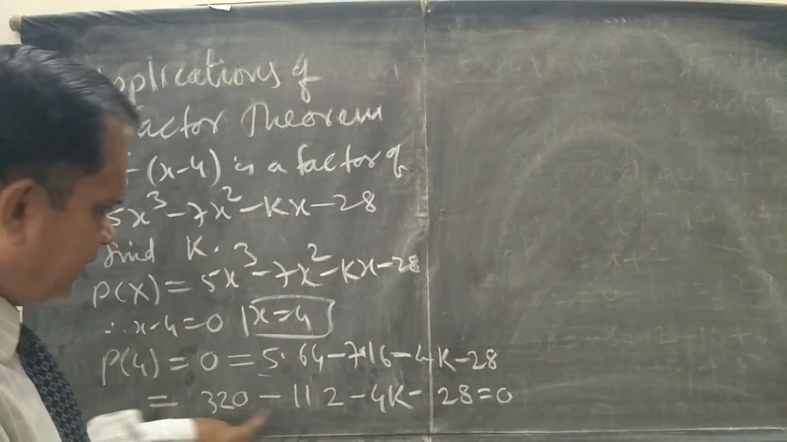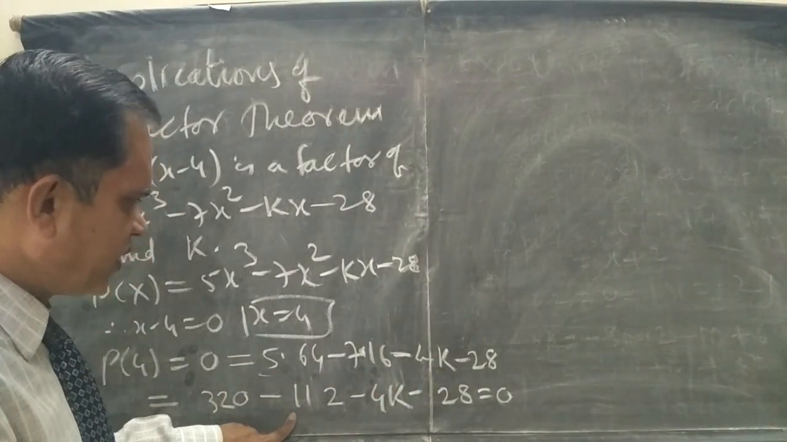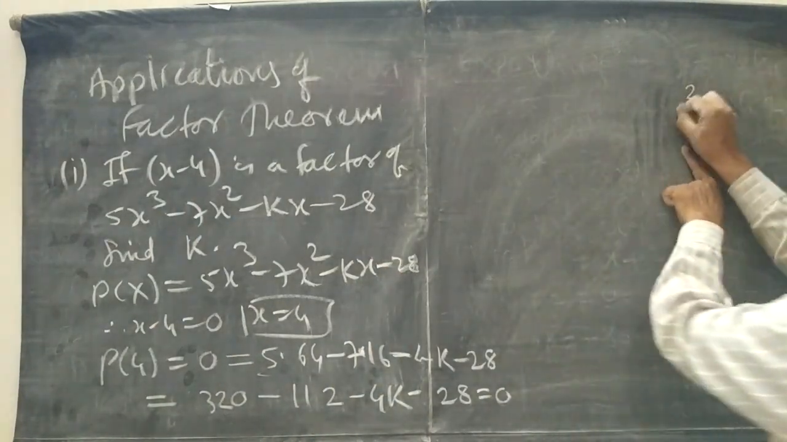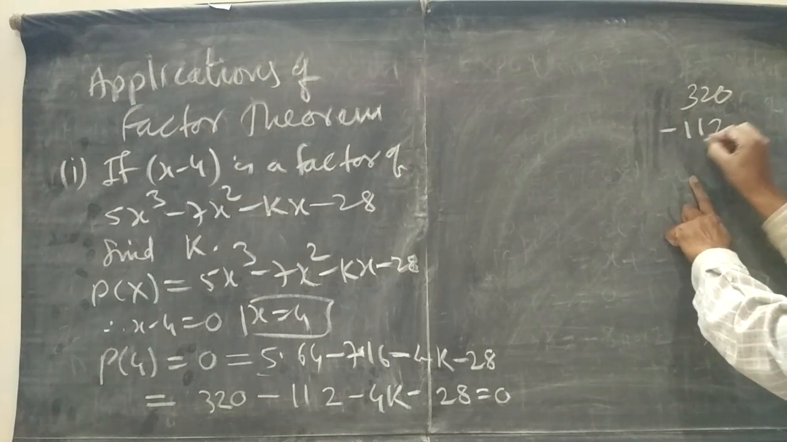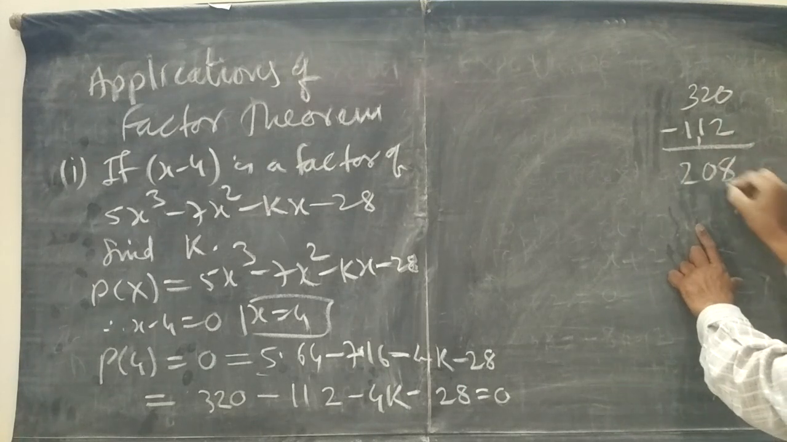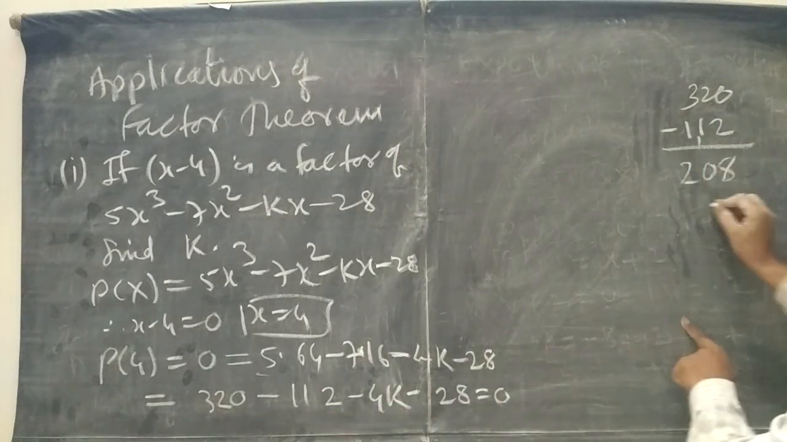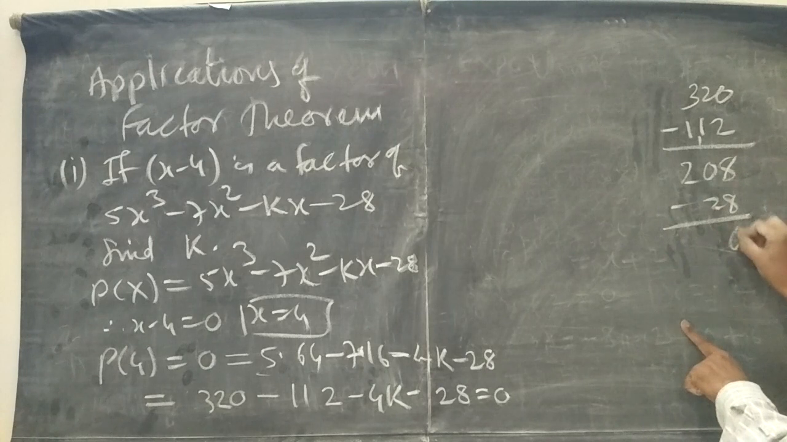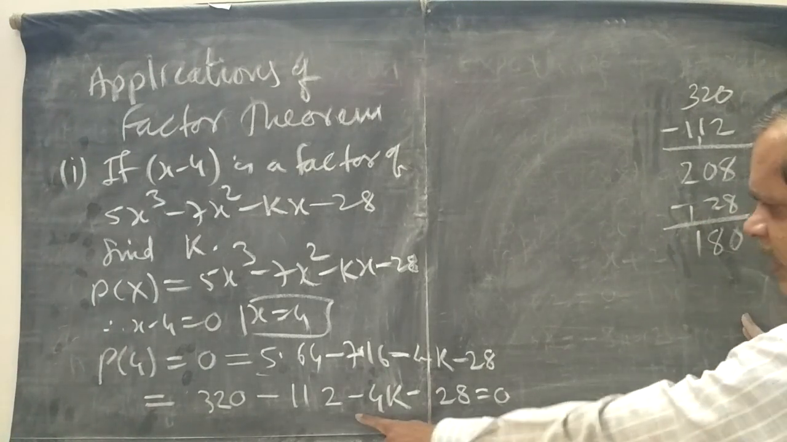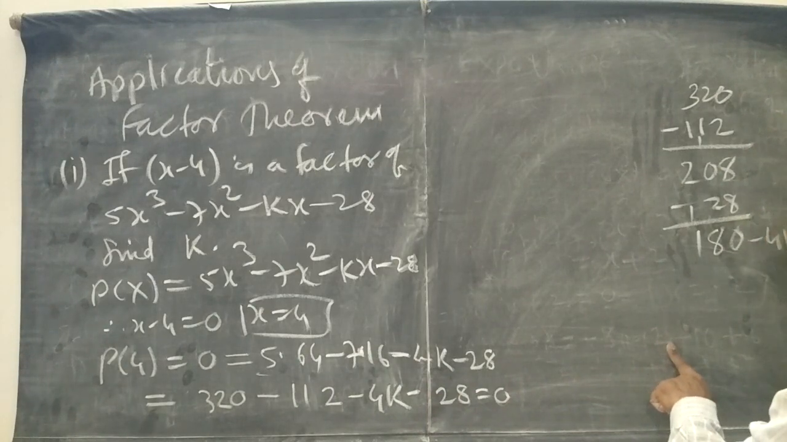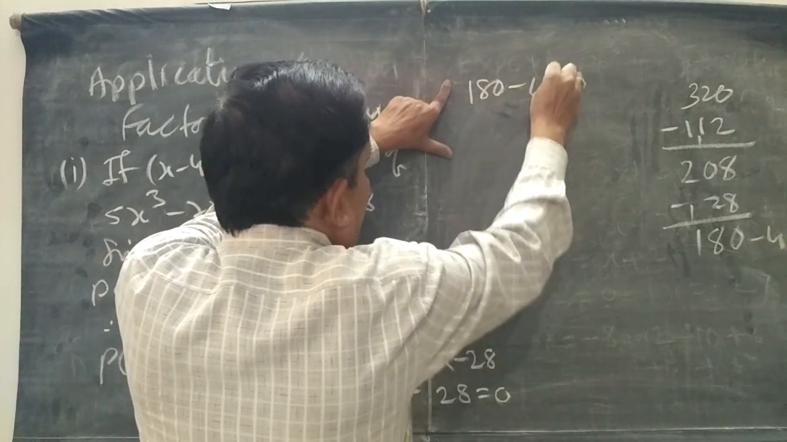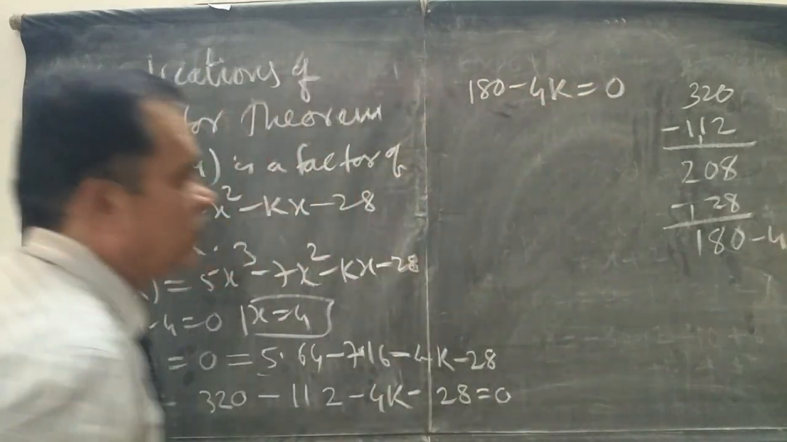Now we are adding these numbers first. 320 minus 112 minus 28. Be careful. 320 minus 112, again minus 28, gives 180, and minus 4k. So we write 180 minus 4k equal to 0.